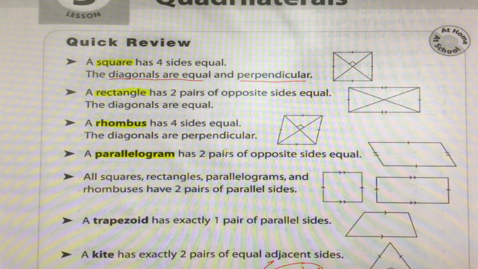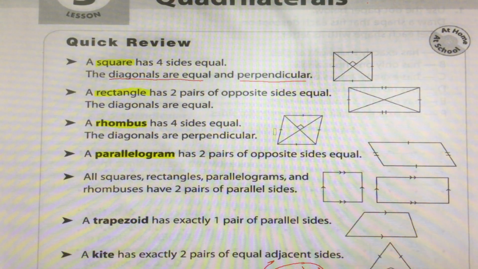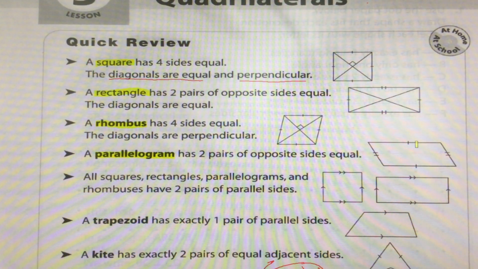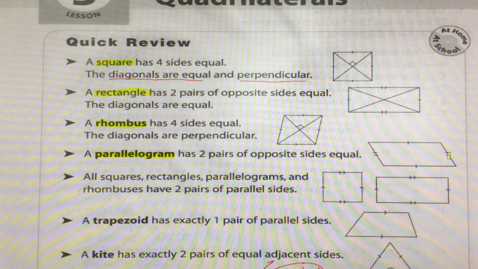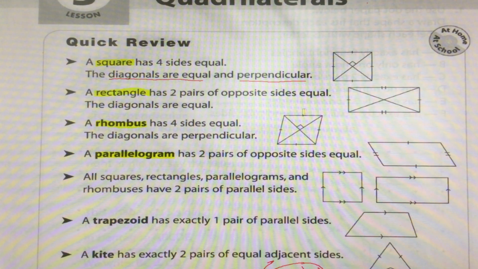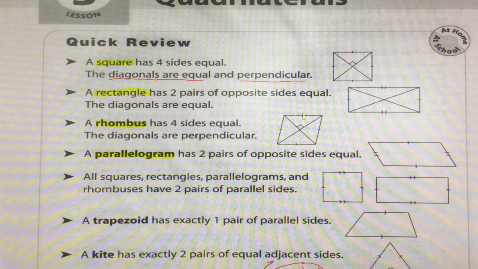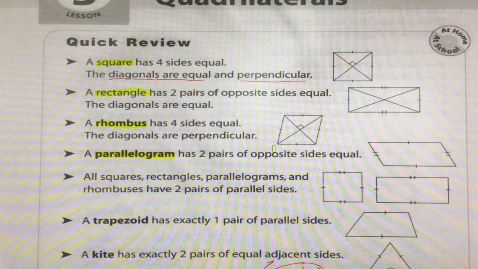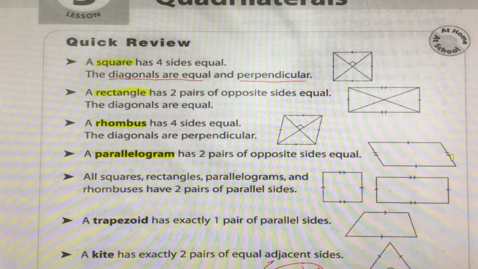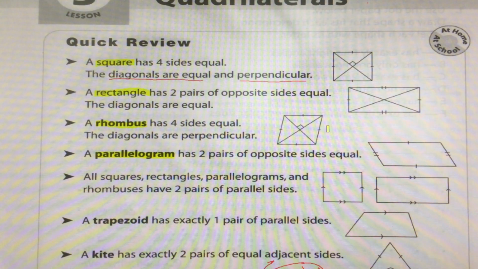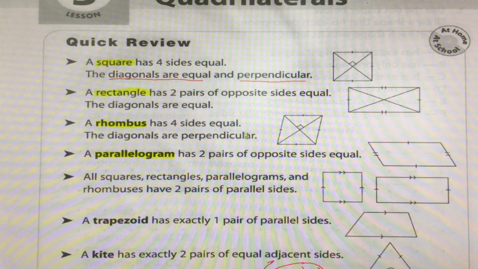A parallelogram has 2 pairs of opposite sides equal. So the rhombus and parallelogram are somewhat related here, but if you take a look at it, the parallelogram has 2 pairs of opposite sides equal, but they don't have all 4 sides equal the way a rhombus does. So if you take a look at them, these do not form right angles at the corners, neither do these, but the opposite sides are equal length, and in the rhombus, all 4 sides are equal length. The diagonals are perpendicular.